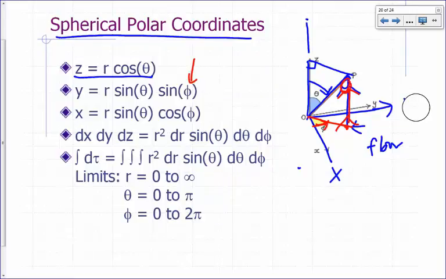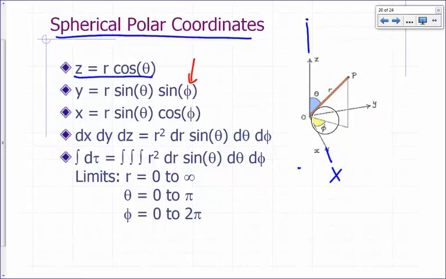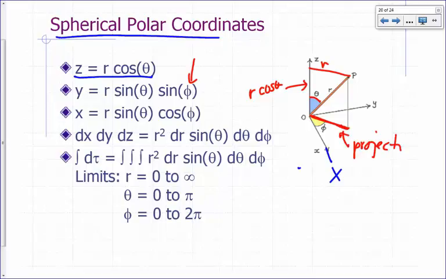And what is that phi equal to? Well, if this is theta, then this length right here is the same as this length up here. So if this is r cosine theta, that's your z, then this projection, called the projection on the xy plane, is r times sine theta.